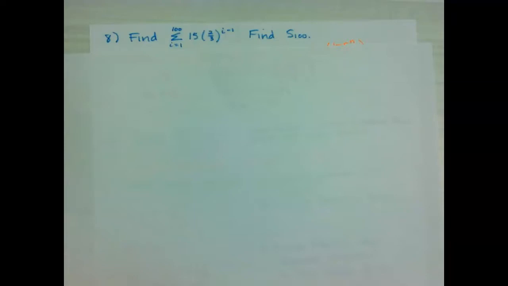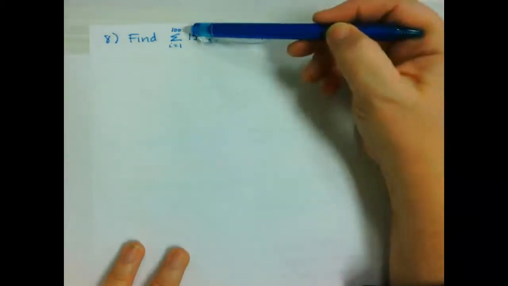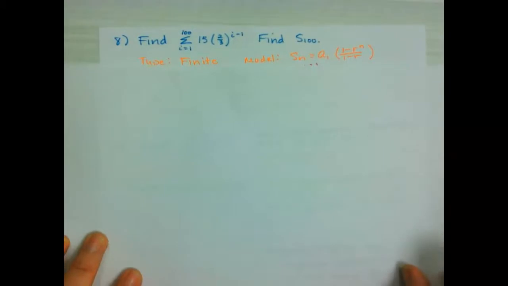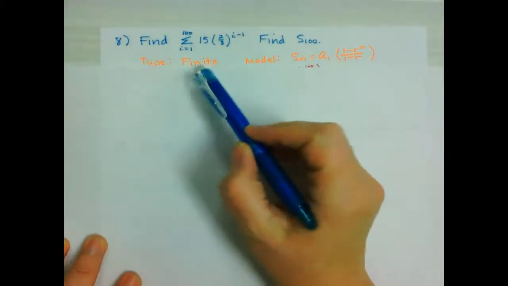All right, so let's look at question 8. So we're given information in sigma notation, and we're asked to find S sub 100. So I'm asked to find the sum of the first 100 terms. So the first thing I look right here and I go, okay, I've got a bound, so this is finite. So the first thing I always do is answer the question: what type is it? It's finite.